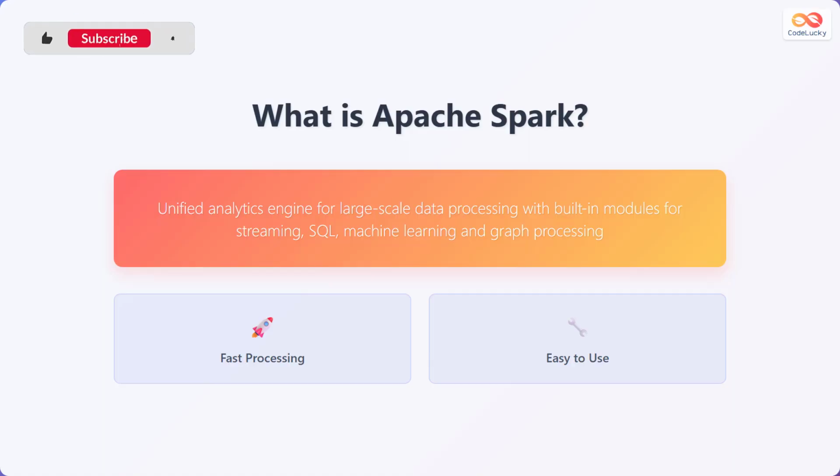Apache Spark is a unified analytics engine designed for large-scale data processing. It comes with built-in modules to handle streaming data, SQL queries, machine learning tasks, and graph processing. Spark is known for its fast processing capabilities and ease of use.